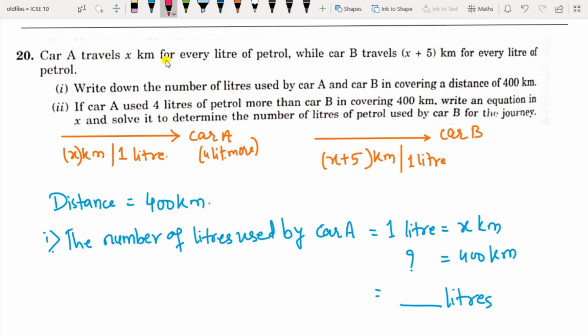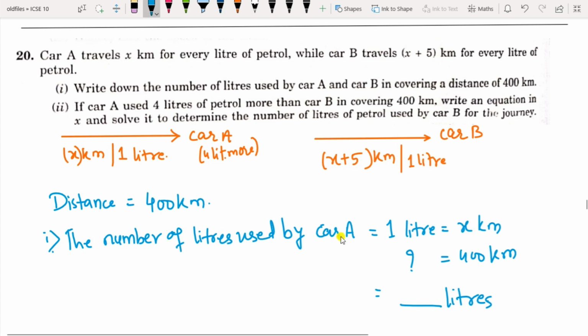Car A travels x kilometers for every 1 liter of petrol, while car B travels x plus 5 kilometers for every liter of petrol. Write down the number of liters used by car A and car B in covering a distance of 400 kilometers. Okay, so the distance car A and car B are covering is 400 kilometers. The speed of car A is x kilometers per liter, and the speed of car B is x plus 5 kilometers per liter.